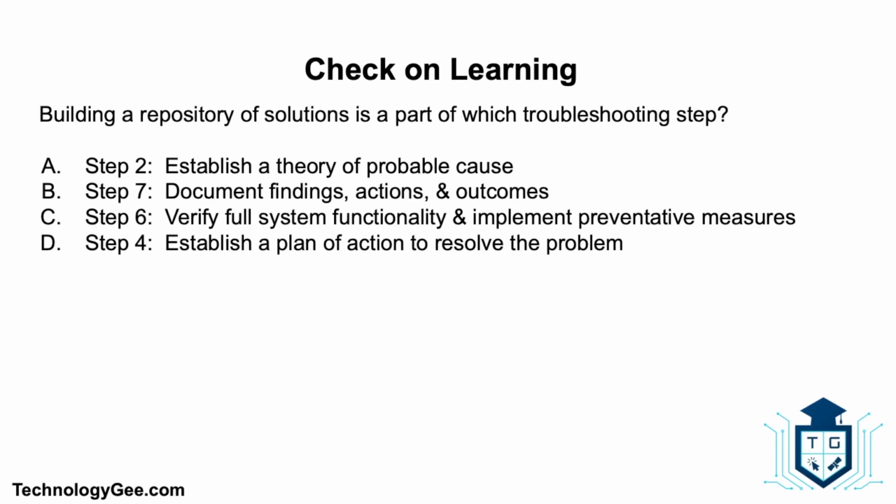Next question. Building a repository of solutions is a part of which troubleshooting step? Would it be step 2, establishing a theory of probable cause? Step 7, documenting your findings, actions, and outcomes? Step 6, verifying full system functionality and implementing preventative measures? Or step 4, establishing a plan of action to resolve the problem? So building a repository of solutions is a part of which troubleshooting step? And the correct answer is, that will be step 7, documenting your findings, actions, and outcomes.